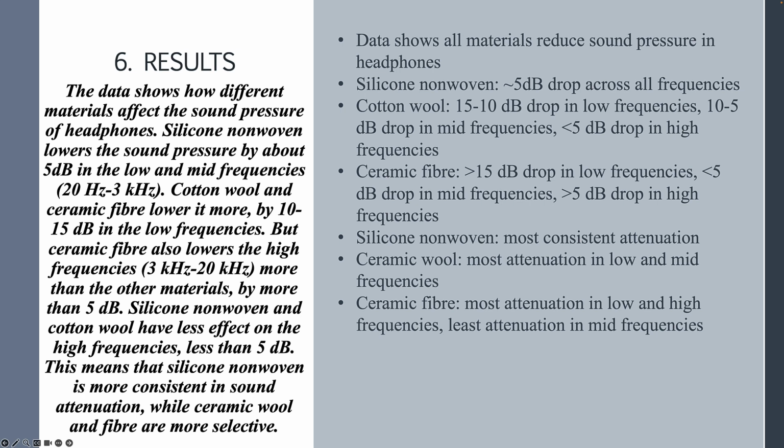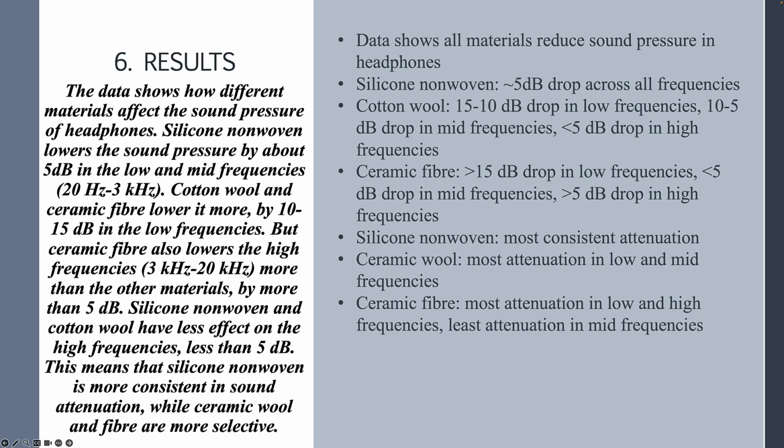In the low frequency range, 20 Hz to 300 Hz, and almost the entire mid-frequency range, 300 Hz to 3 kHz, the sound pressure drop of approximately 5 dB occurs when using silicone non-woven. For cotton wool, it is 15-10 dB in the low frequency range and 10-5 dB in the mid-frequency range. For ceramic fiber, the sound pressure drop in the low frequency range is slightly higher than that in the case of cotton wool, and exceeds 15 dB.